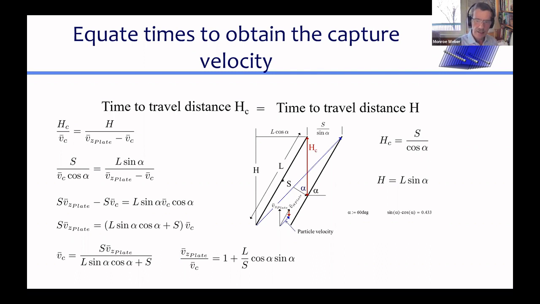And cosine alpha and sine alpha, when you multiply them together, I forget what it ends up being. I think it's something like half, roughly, which means that L over S has to be a big number, like 20, in order to make this work. So that's indeed how plate settlers work. They're long and they have a short distance between them. And that L over S is what determines how efficient they are.